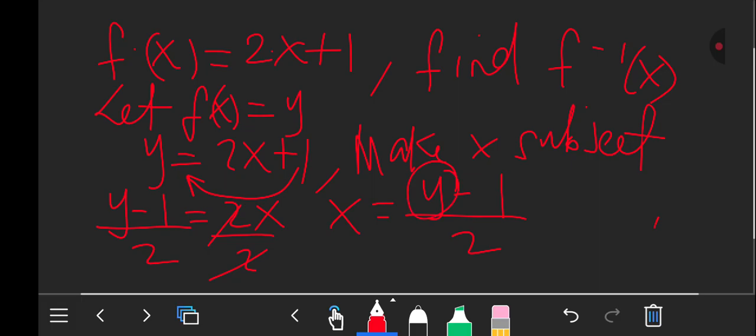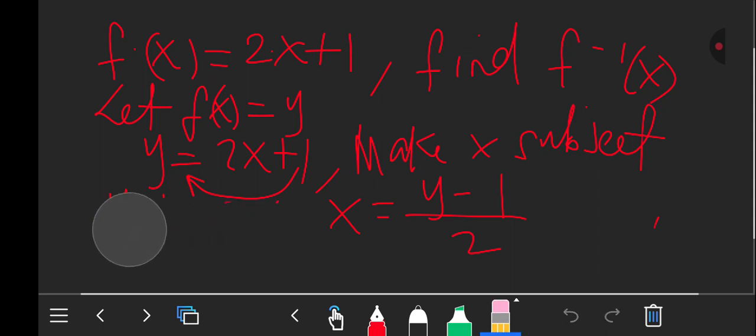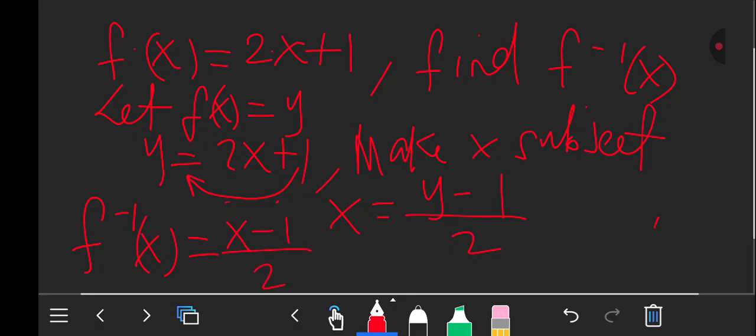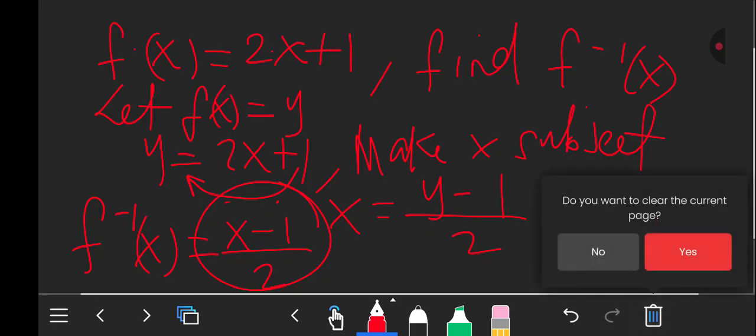Then the next thing, substitute x where there is y. So you replace x where there is y. You would have found the f inverse. Okay? So f inverse of x will be equal to, where there is y I'll substitute x, so x minus 1 over 2. So this is how you get to find the f inverse.